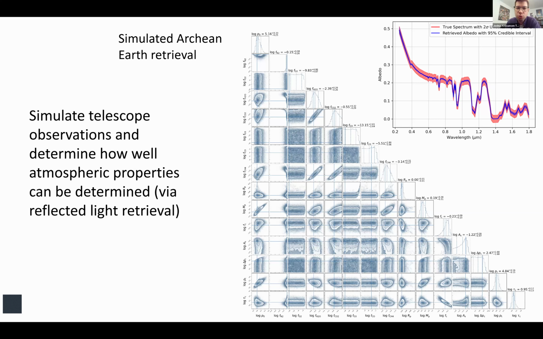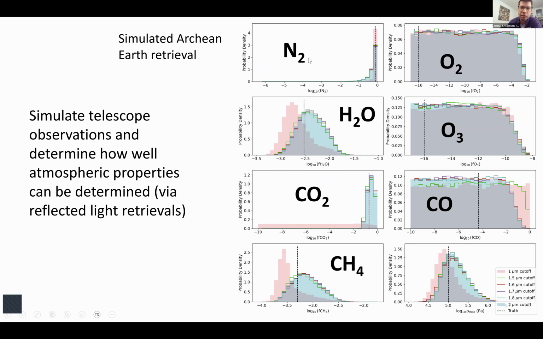How well can you constrain the atmospheric properties? So doing a fit to that noisy spectrum and figuring out how well you can constrain things like the amount of nitrogen in the atmosphere or water, or of particular interest to us, the amount of CO2. So this is just an example from those simulations looking at an Archean Earth. Don't worry too much about the different shading colors. These are just posteriors for how well you could determine the abundances of these different gases.